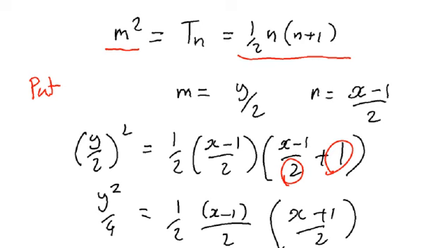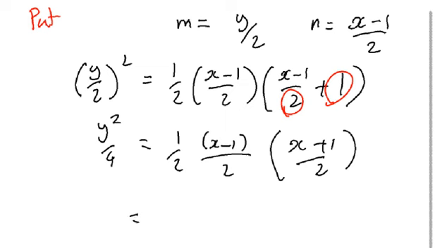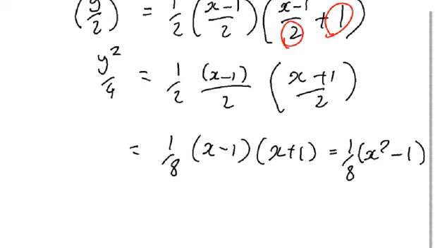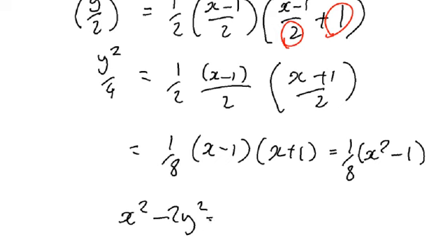And that simplifies quite nicely because I've now got an eighth of x minus 1 times x plus 1, and you recognise that as being a difference of 2 squares, x squared minus 1. So let's just do the multiplication. Multiply that. I've got x squared minus 2y squared equals 1. Remember, we've got x is odd and y is even.